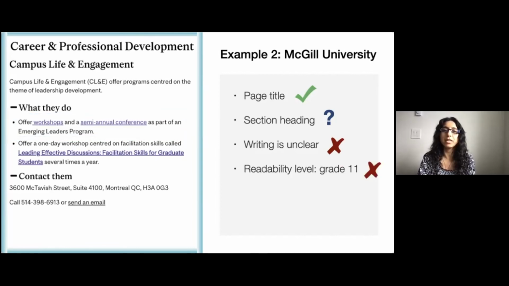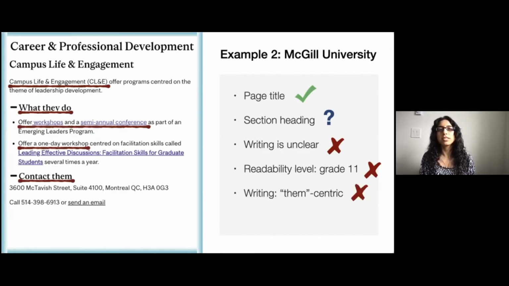Also, the readability level is too high. It's at a grade 11 level. You could say that this page is for graduate and postdoc students, so maybe you could argue that they can handle it. But what I would say is the content itself does not warrant the level to be this high, right? This information could very clearly be communicated at a grade 6 to 8 reading level, and that would make it easier to read for everyone.